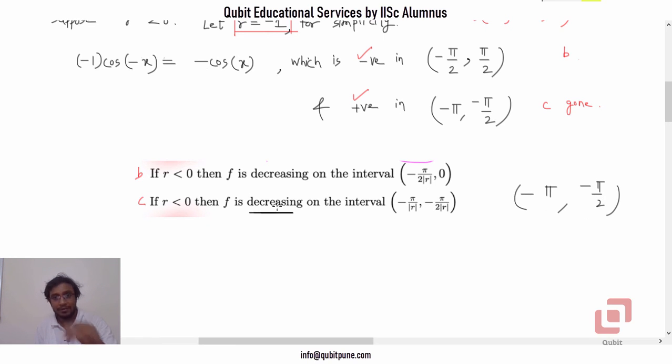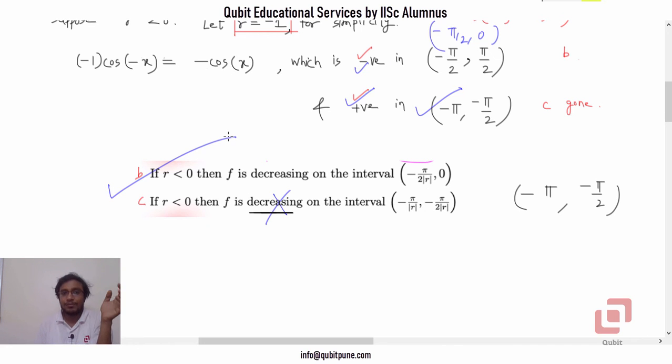What do we know? Is it increasing or decreasing? It is increasing because the derivative is positive in that interval. They are saying it's decreasing, so C is not right. So it has to be B. If r is negative, then f is decreasing on the interval negative pi by 2 mod r to 0, which is automatically covered here, negative pi by 2 to positive pi by 2 negative. So it is B.